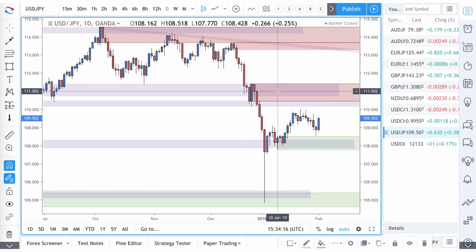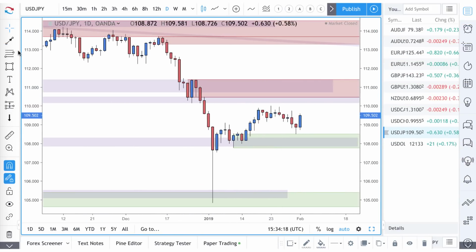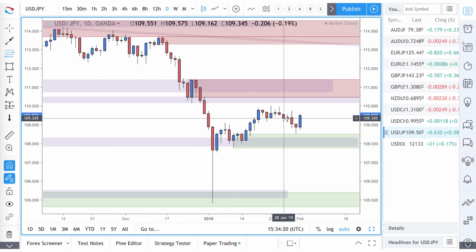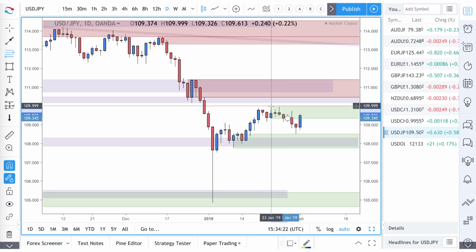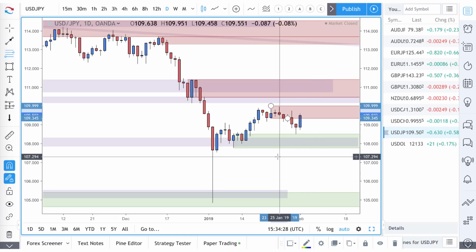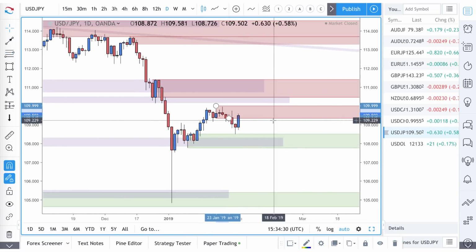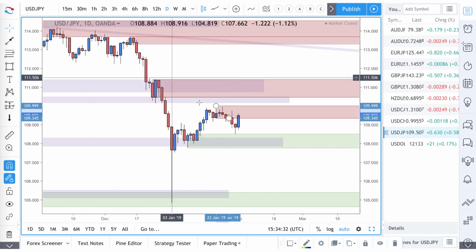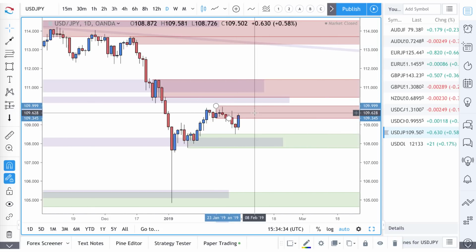So now looking at where we are, what I will do is add a supply zone, because from a daily time frame perspective, we did make some lower lows. So supply zone right there. Now again, what you would do is look for maybe some weakness on the dollar index. If it comes up into a supply zone and starts to turn around, then you're looking for short trades.